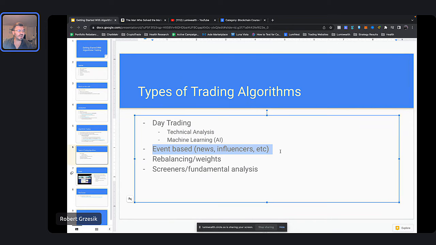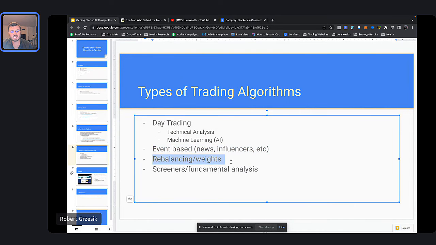So if some new scandal comes out about Google, you want to have a bot that's automatically listening to this and will automatically sell that company as soon as bad news comes out. Or if Elon Musk tweets about Dogecoin, you want to be the first one to listen to that and buy Dogecoin, hold it for a bit and make money off that pop. I've seen our past students make a lot of money doing these event-based type algorithms. This could be very, very profitable.